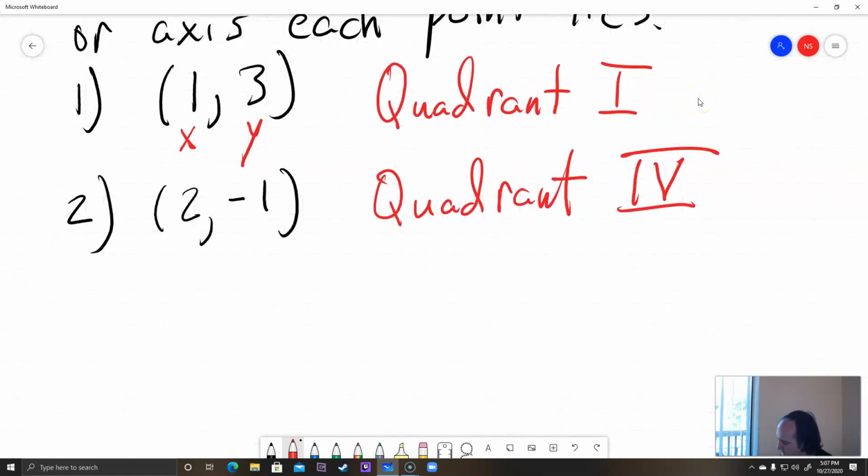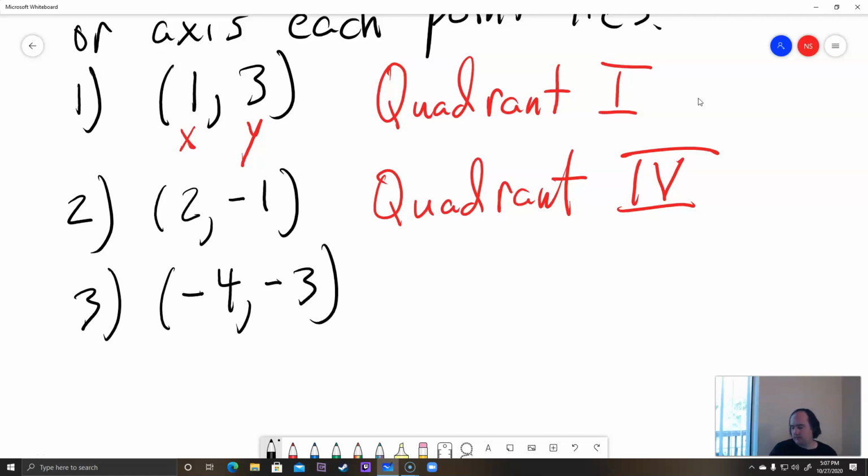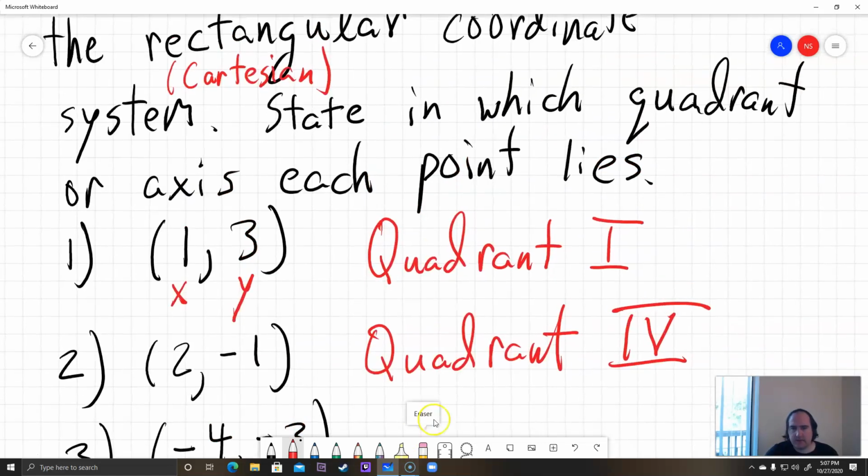Let's do a couple more examples. Okay, number 3, we're going to do negative 4, comma, negative 3. So remember, your first coordinate is x, and your second coordinate is y. So here, x is going to be negative 4, and y is going to be negative 3. And it's important that you don't get x and y mixed up.